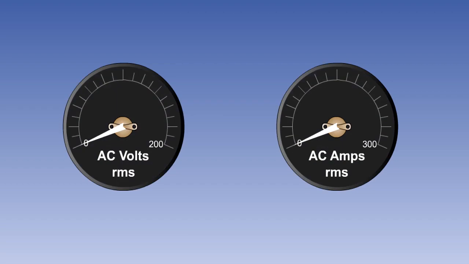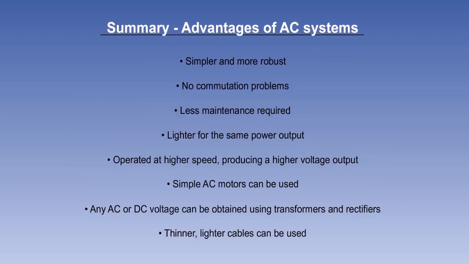Most AC supply values are given in RMS terms. Ammeters and voltmeters measuring AC are normally calibrated in RMS values. That is the end of the lesson. You now know the advantages that AC electrical systems have over DC systems. They are being displayed on the screen. Spend a moment reviewing them before moving on.